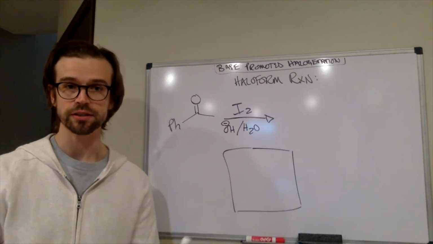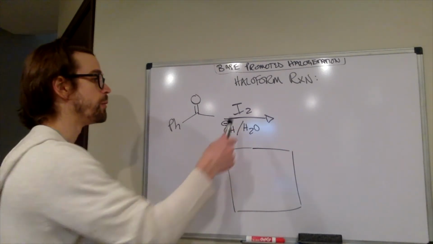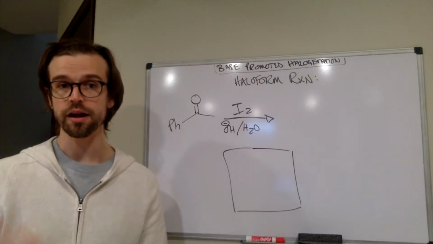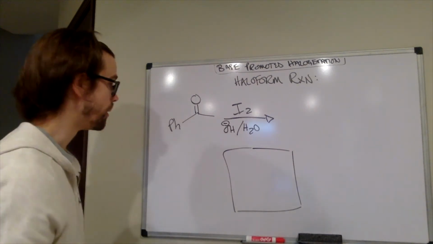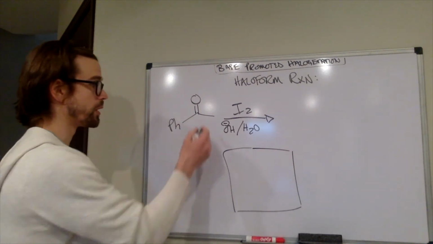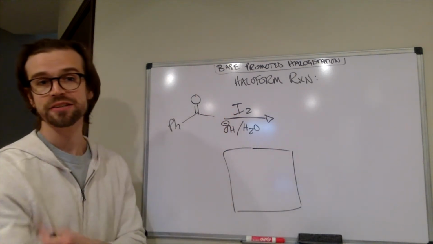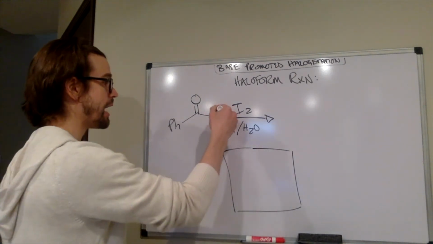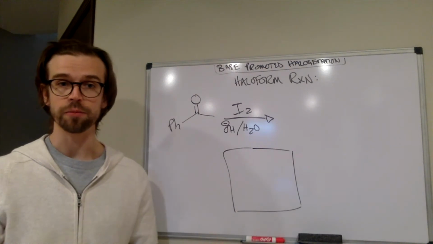We have basic conditions. That's going to facilitate formation of that enolate. And we have iodine, another halogen, in solution. So what's going to happen here? Well, we're going to form the enolate, and then that's going to add to the iodine molecule, putting an iodine in that alpha carbon position.